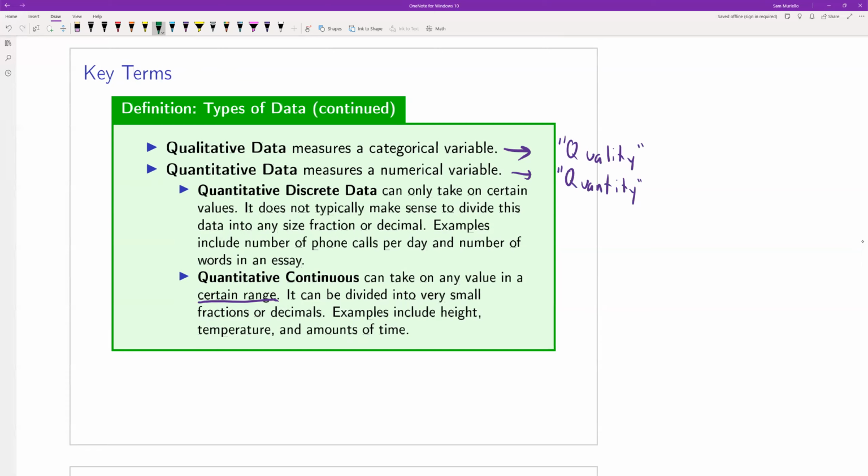It's the difference between, for discrete, having only a bunch of possible numbers, and for continuous, having a start and an end that makes sense, but including all the numbers in between.